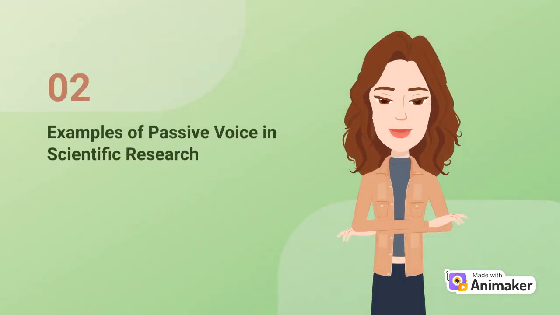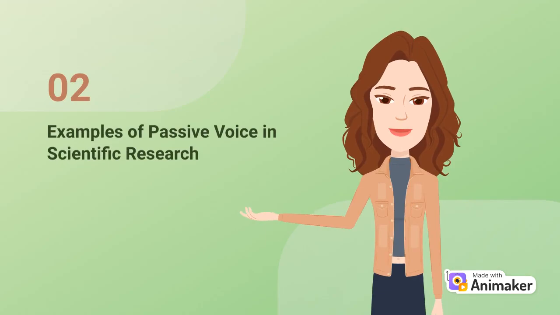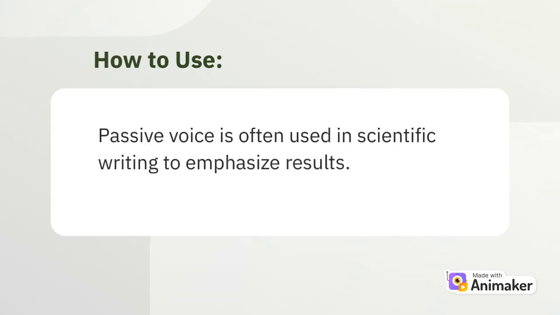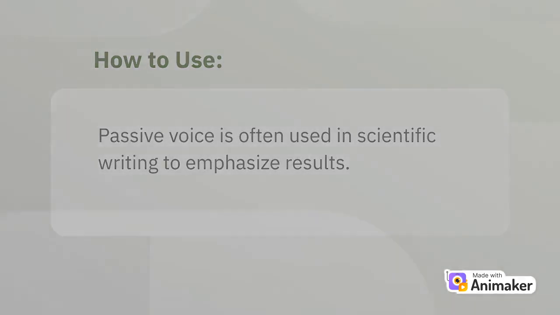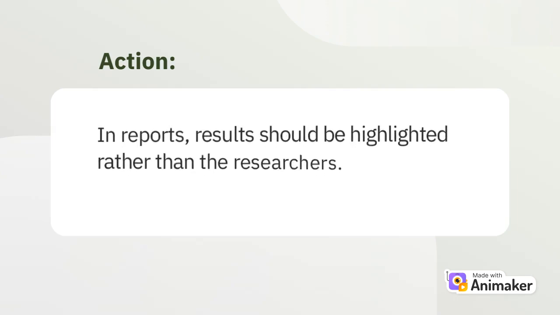In scientific research, results are emphasized rather than the researchers. How to use: passive voice is often used in scientific writing to emphasize results. Action: in reports, results should be highlighted rather than the researchers.